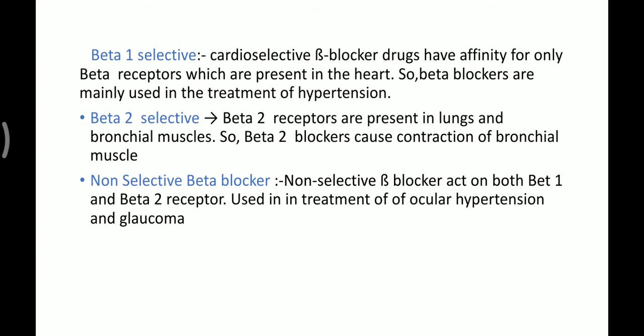Beta 1 selective. Beta 1 selective are cardioselective beta blockers. They mainly act on beta 1 receptors, and beta 1 receptors are mainly present in heart. So they are mostly used in treatment of hypertension. Beta 2 selective. Beta 2 receptors are present in lungs and bronchial muscles. So beta 2 blockers cause contraction of bronchial muscles. Non-selective beta blockers. These type of beta blockers act on both beta 1 and beta 2 receptors.